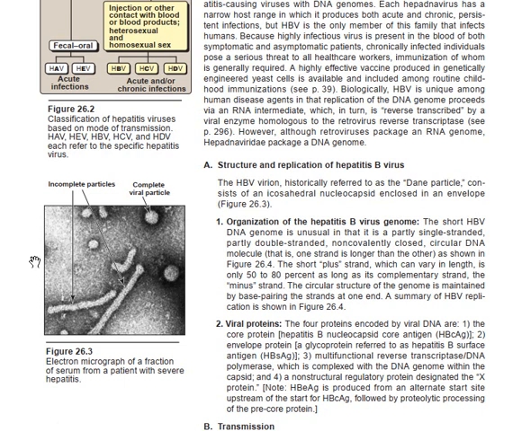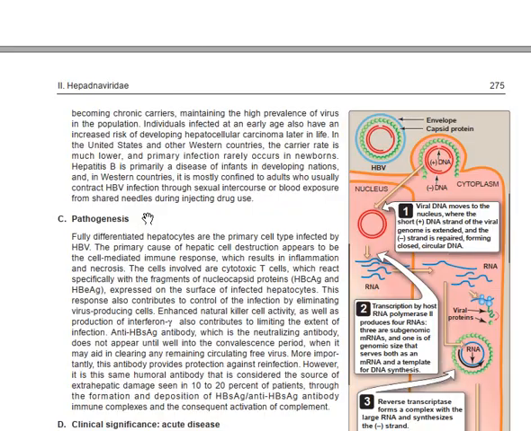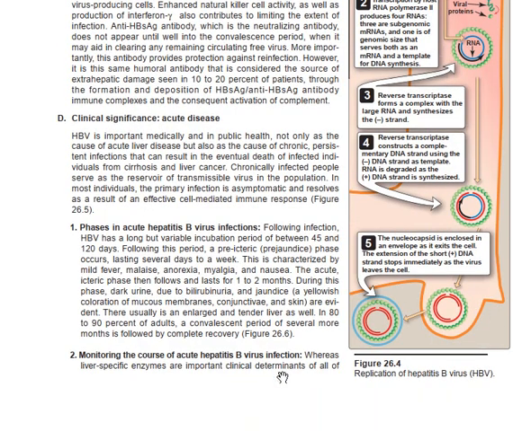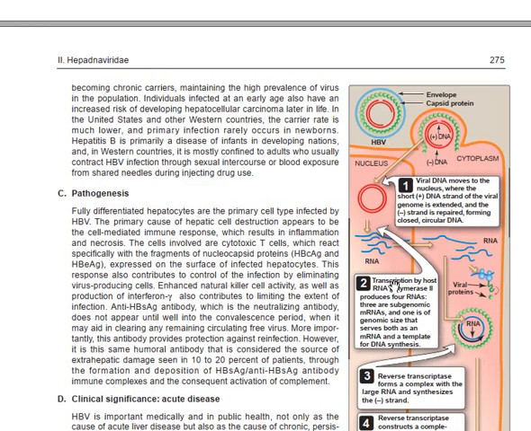This is an electron micrograph showing the serum of a patient with severe hepatitis. Here you can visualize incomplete particles and viral particles. Now, this is going to be the replication of hepatitis B virus. So how does hepatitis B virus replicate?